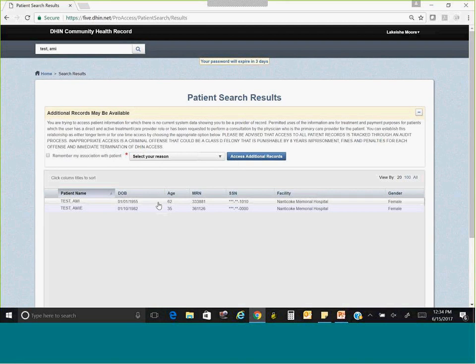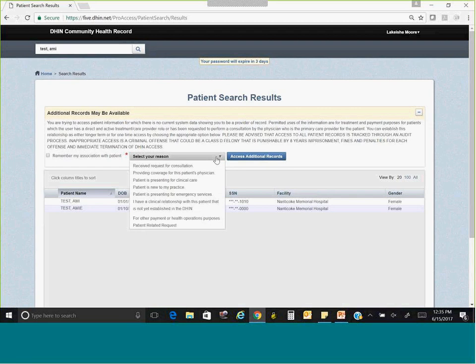If you want to say right now, since Test Amy came up for me, everything that I see in her account as of now will only be the things that my providers either ordered, they were the ordering provider, or they were copied on. But if I wanted to see everything that's available out there, whether my providers ordered it or not, I could hit Access Additional Records now and just choose a reason. The most likely reason, because it is one of my patients, is I have a clinical relationship with this patient that's not established in DHIN. Once again, I'm going to do that when we actually get into her record.